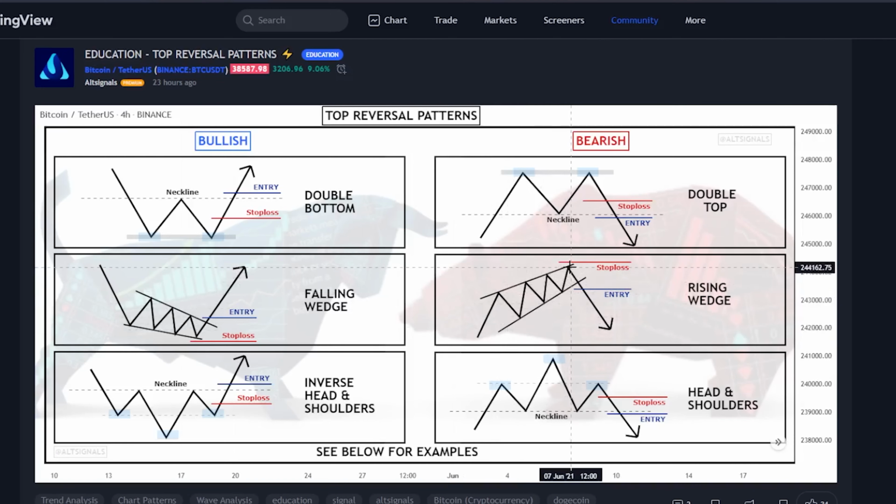So once this area is hit and we see it break through this key area of resistance, again we place our entry for a short and we'd have the stop loss above the previous resistance area there as well.